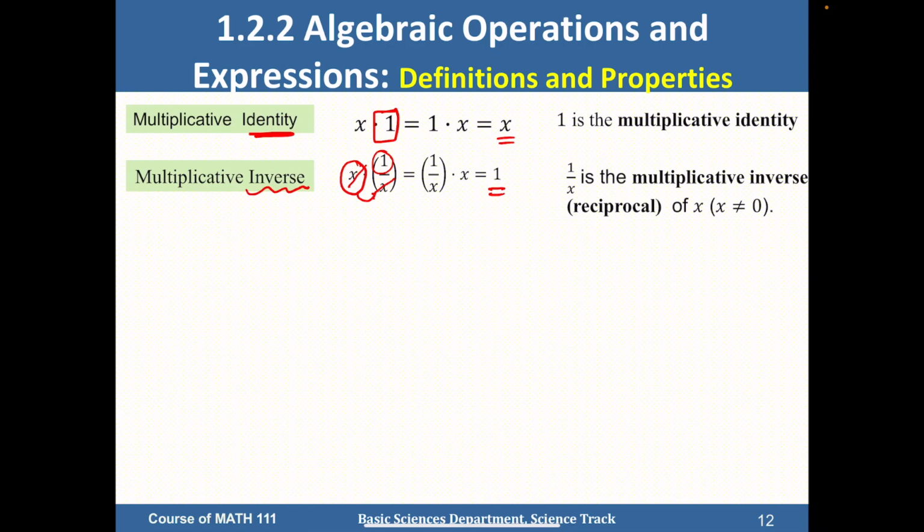Okay, and be careful here that the reciprocal does not equal 0, because it is in the denominator.